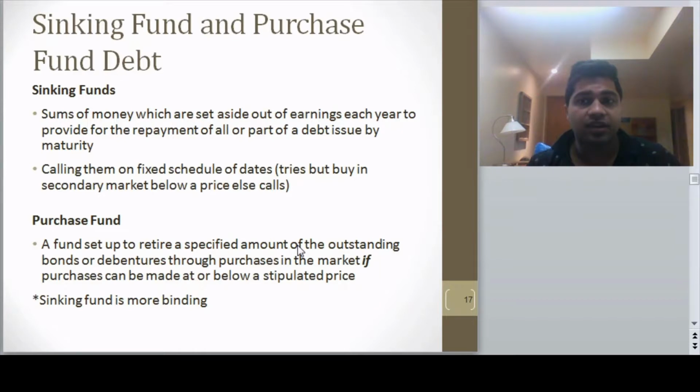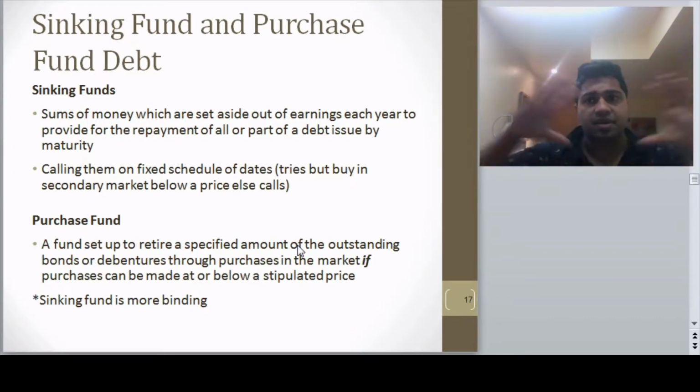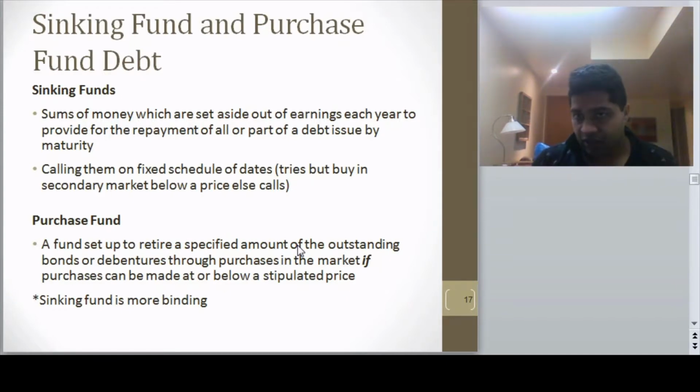So the sinking fund has an obligation to retire the debt no matter what. It will try to buy it in the open market, or if it cannot buy it, it will issue a call option. The purchase fund doesn't issue a call option. It will try to buy the debt from the open market if it is beneficial. Just to summarize, a company from its earnings each year contributes some part to a sinking or a purchase fund. Both these funds are used to pay off debt.